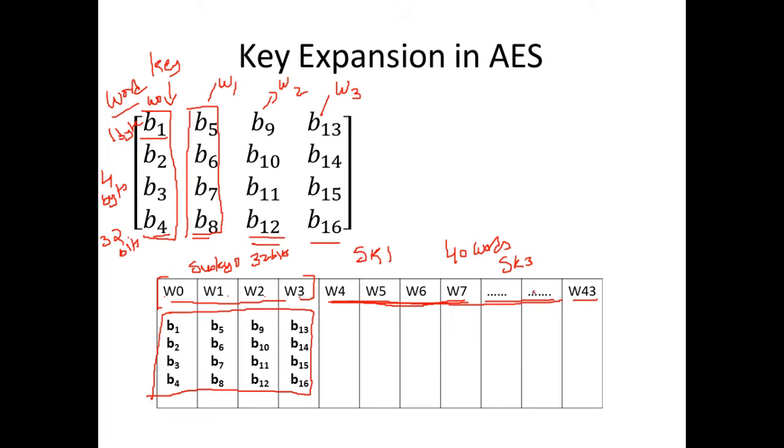And using this, we will be generating the next 4 words. So every 4 words will be used for generating the next 4 words, and a 4-word combination will be used as a subkey. What is a word? How many bits does it have? 32 bits. So 4 words in the sense it's 128 bits.